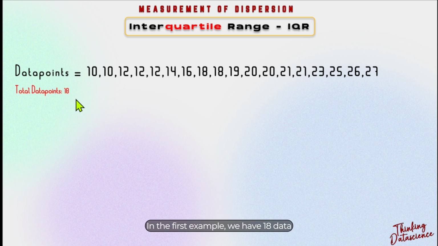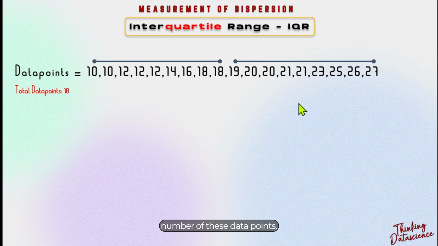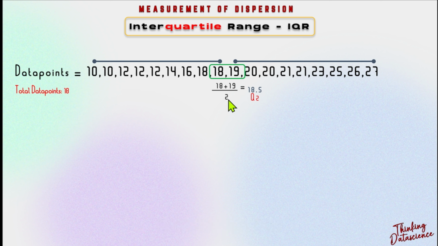In the first example, we have 18 data points starting from 10 to 27, and they are all sorted in ascending order. Let us first find the middle number of these data points. Here we don't have a perfect middle point, so we select the middle two numbers, 18 and 19, and take the mean of that. 18 plus 19 divided by 2 is 18.5, and that is our Q2.